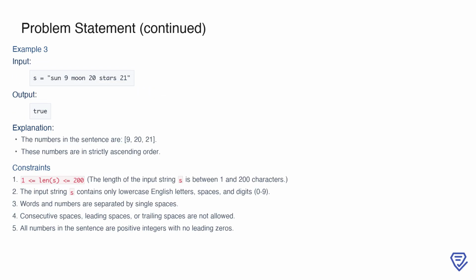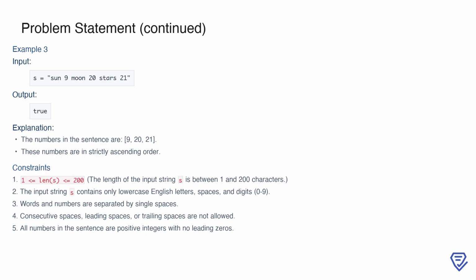Here's another example. For the input S equals "sun 9 moon 20 stars 21", the output is true. The numbers extracted from the sentence are 9, 20, 21, and since each number is greater than the previous one, they satisfy the condition for being strictly ascending.